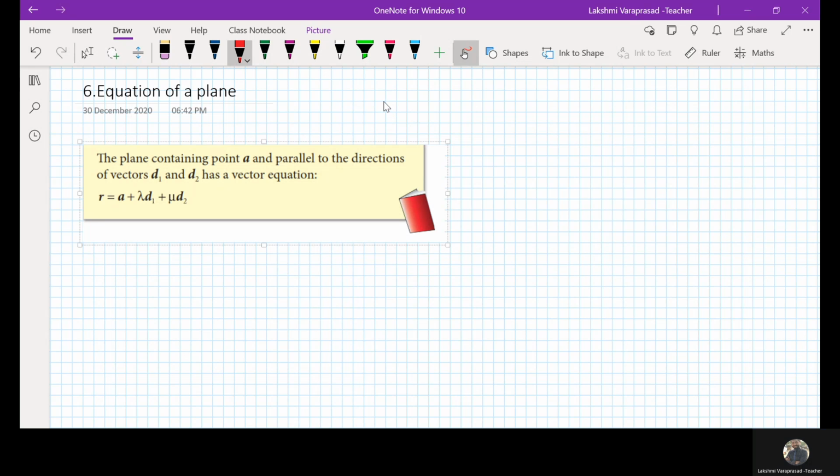Suppose, look at this here. The plane containing a point A and parallel to the direction of vectors d1 and d2 has a vector equation. So how to represent this actually? We will look into this.